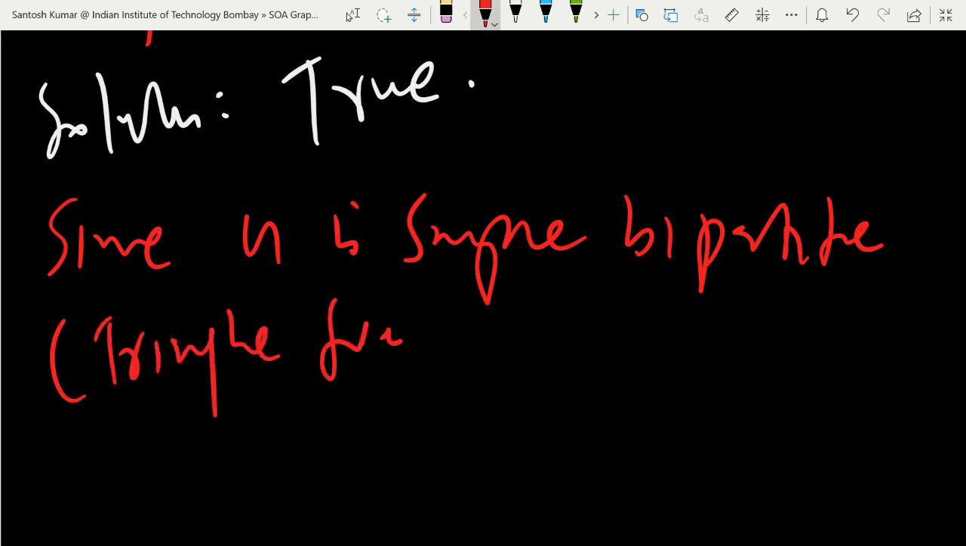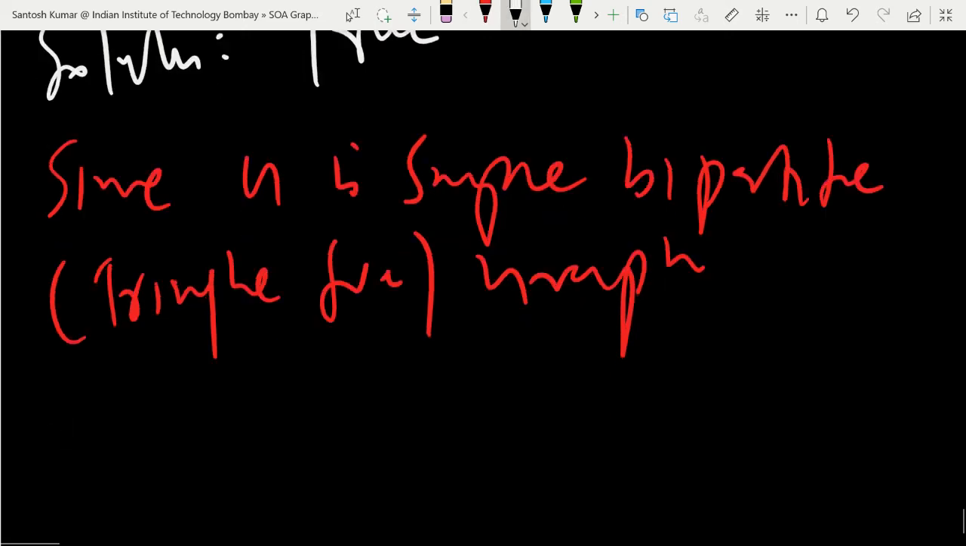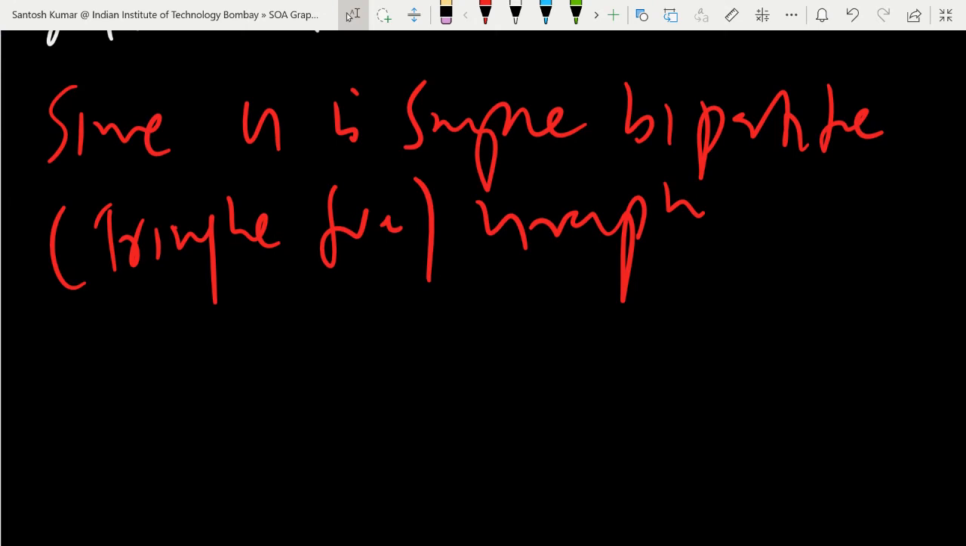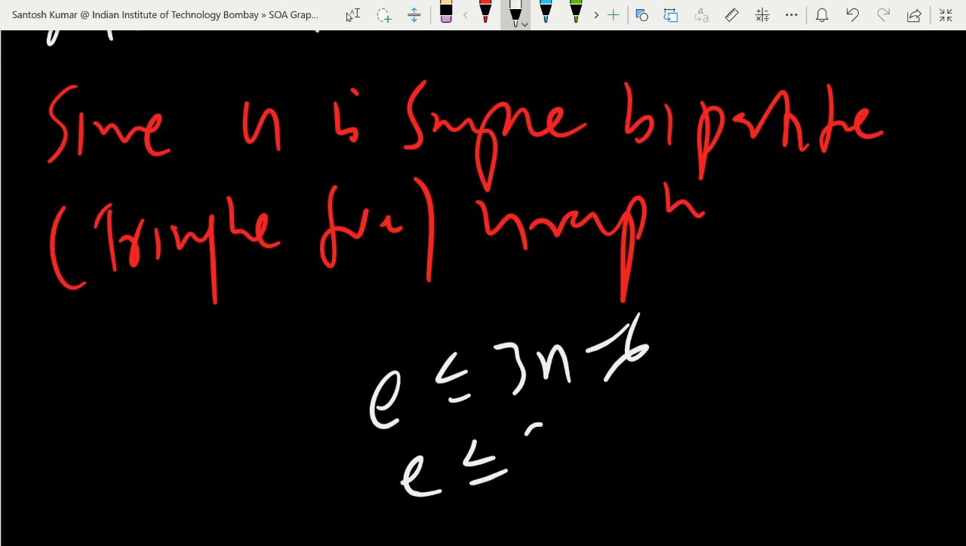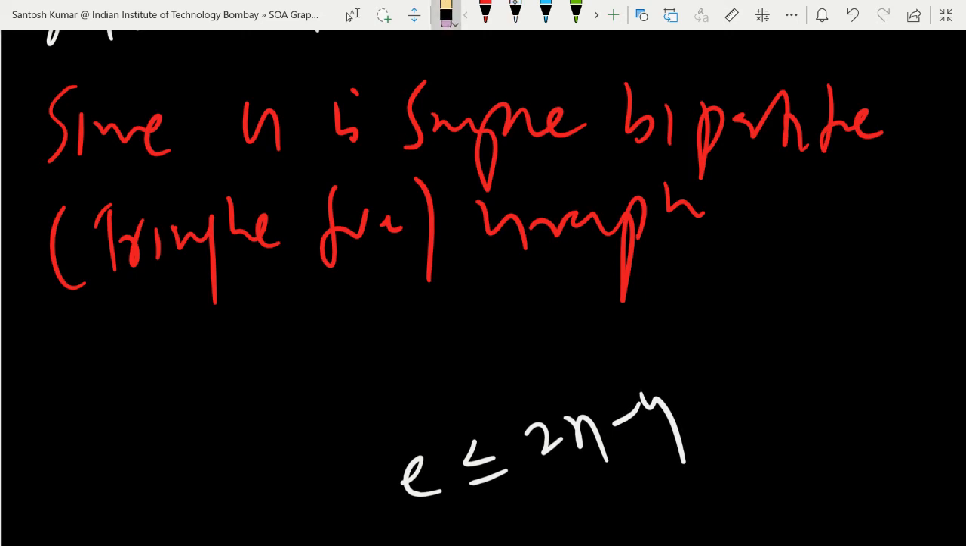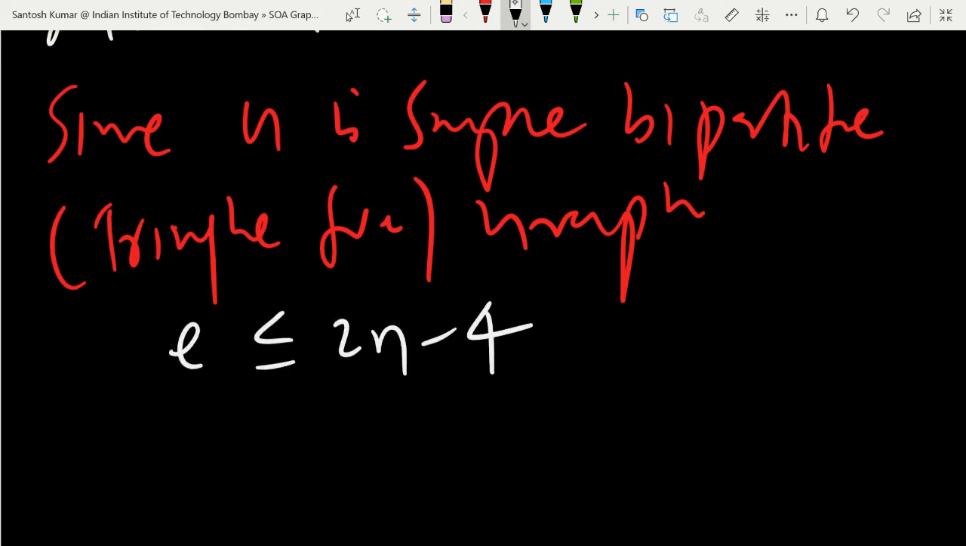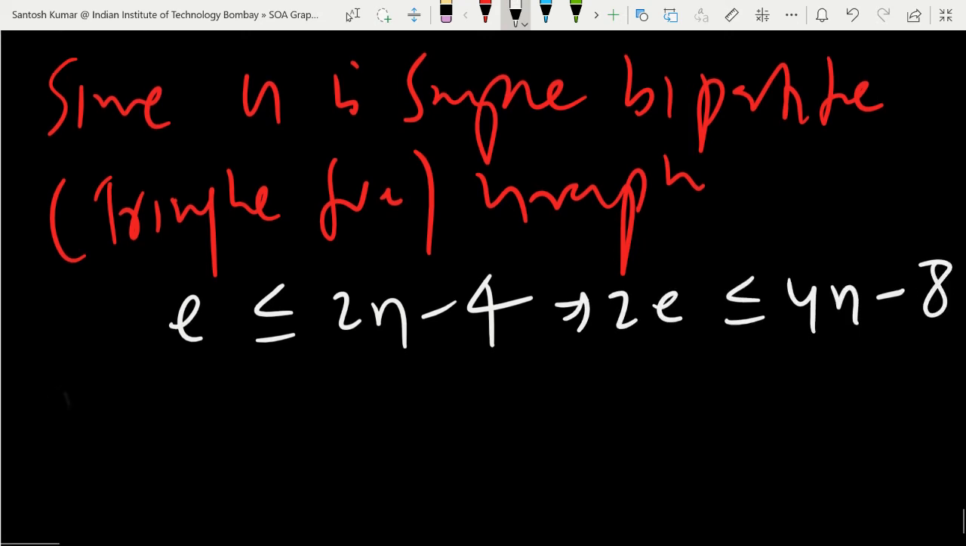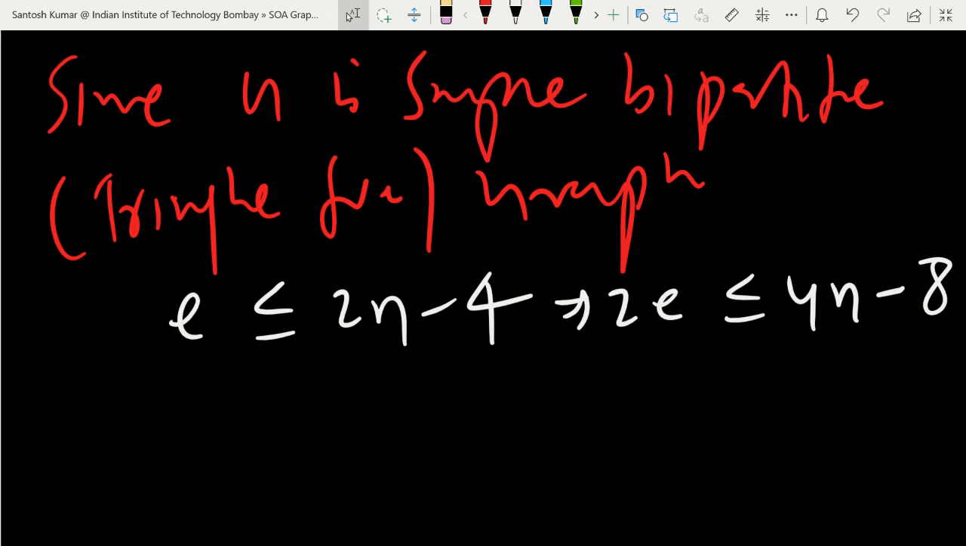And if you remember theorem 3, it was the extension of theorem 2. In general, if it is only a simple planar graph, then E is less than or equal to 3n minus 6. But if it is triangle free or bipartite, then the result was E is less than or equal to 2n minus 4, where the graph is triangle free. So you can say here 2E is less than or equal to 4n minus 8.